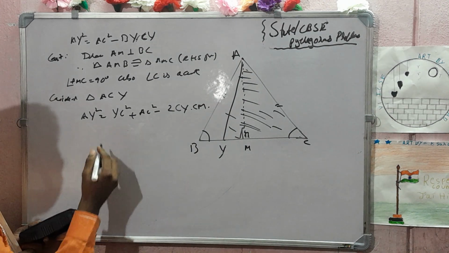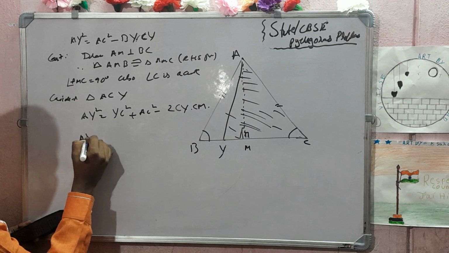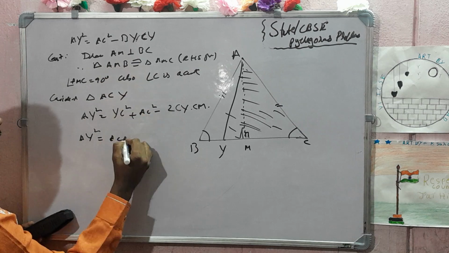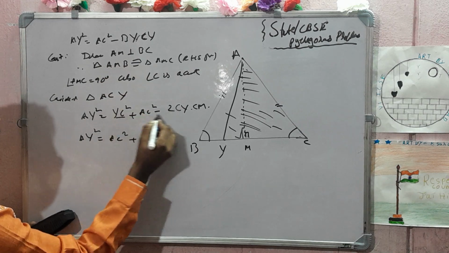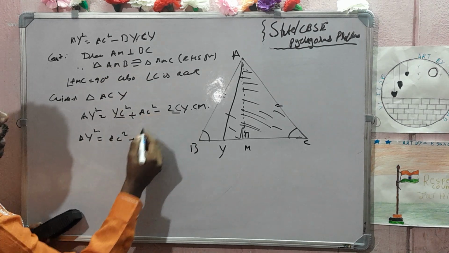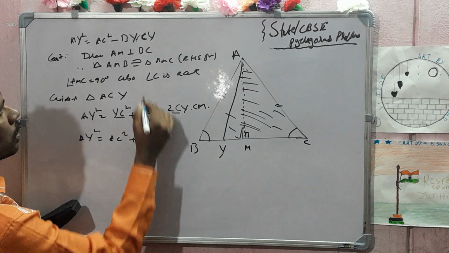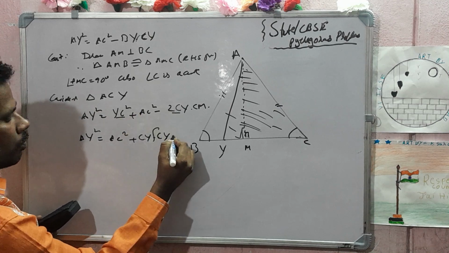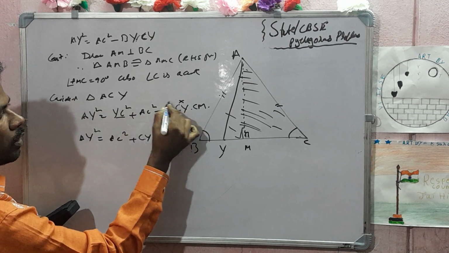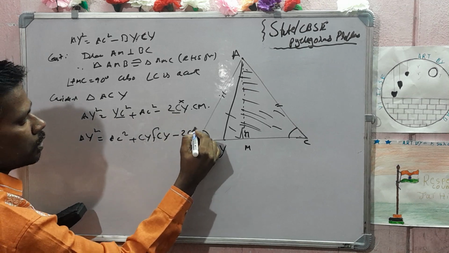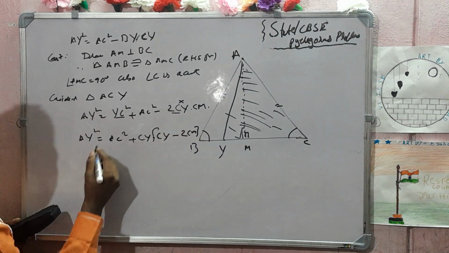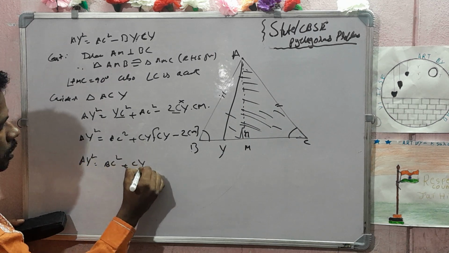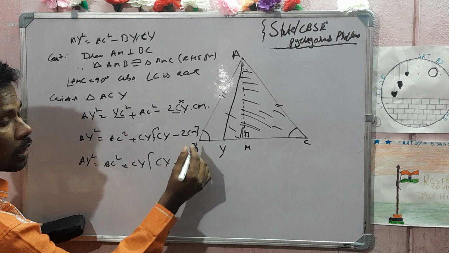So now AY square is equal to AC square. See here, AC square I am writing as it is. Here YC is there, YC is there. Take YC as common, or CY as common. CY into CY square minus 2. Already we took CY outside, so 2CM will remain. Therefore, AY square is equal to AC square plus CY into CY minus 2CM.